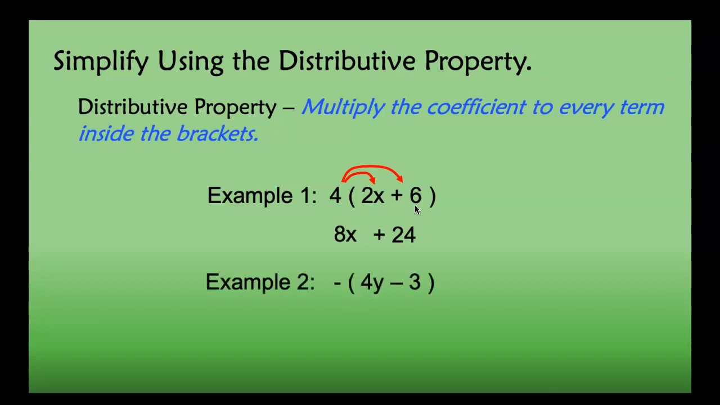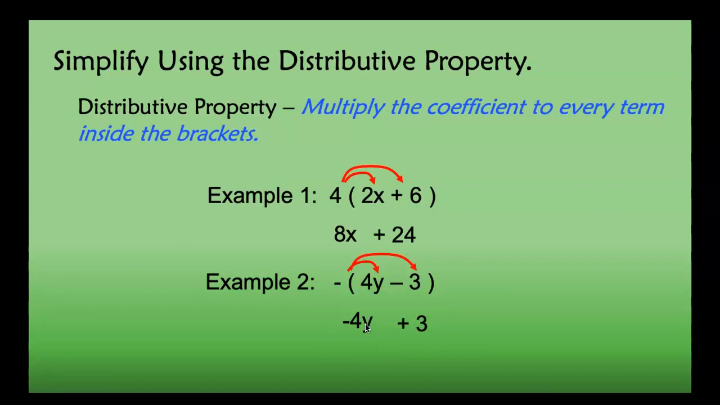Okay, example, the last one. You have a negative symbol and you do not see a number, and then brackets. If you do not see a number, that means that it's a 1. So it's like negative 1 multiplied to 4y is negative 4y. Then you are going to do the same thing to negative 3 or minus 3, the second term. So negative 1 multiplied by negative 3 is a positive, which is 3, so plus 3, and then you are done. Your expression is negative 4y plus 3.